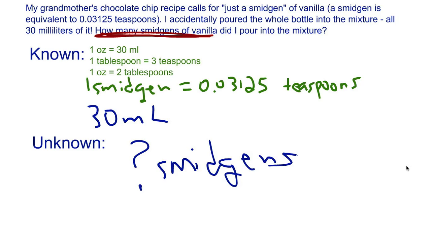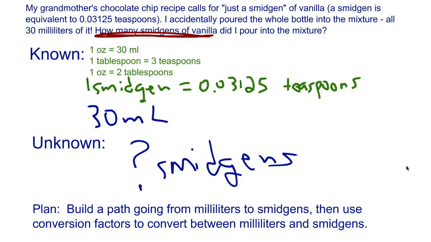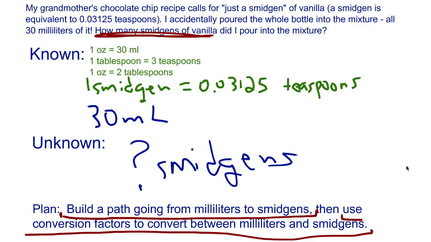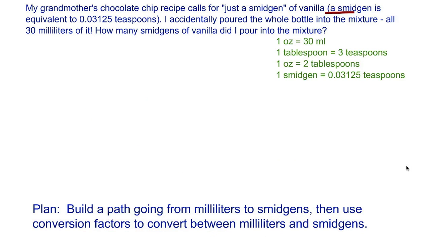So that'll take care of our knowns and our unknowns and our plan. It can be divided into two parts. First, we're going to build the path going from milliliters to smidgens. And once we have that path, we're going to use conversion factors to convert between milliliters and smidgens. Now, as you can see, this bit of information was given to us straight in the problem. So we need to take that and move it to our list, where it will easily be seen by us in the future.